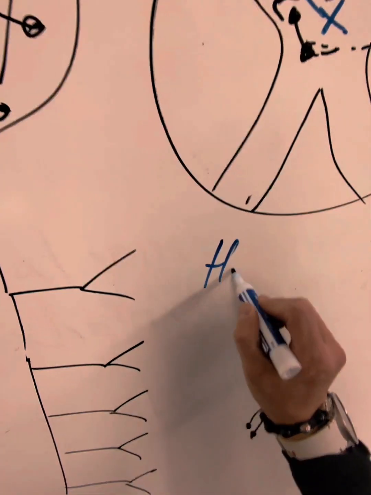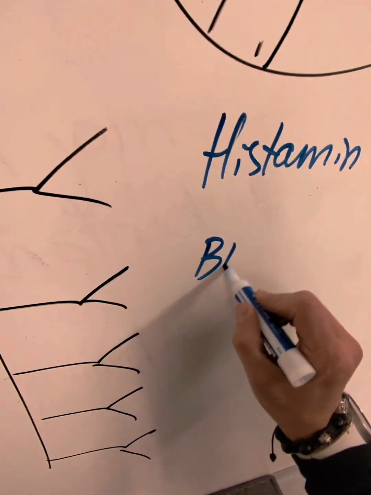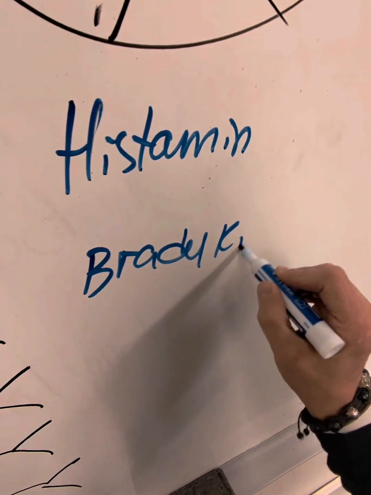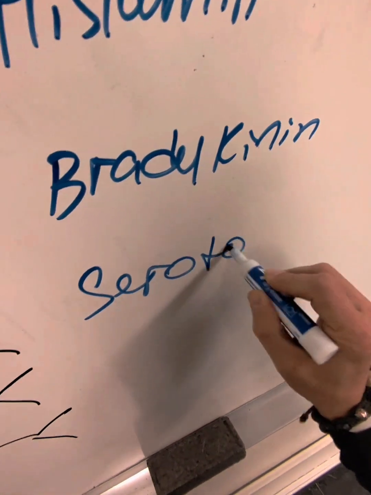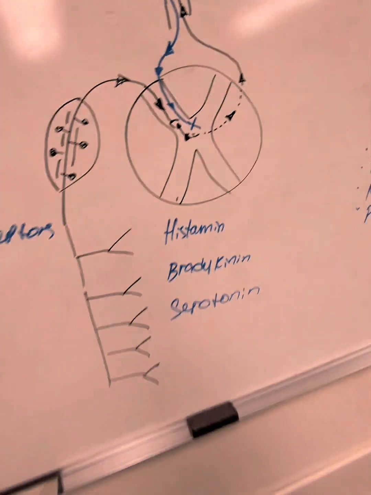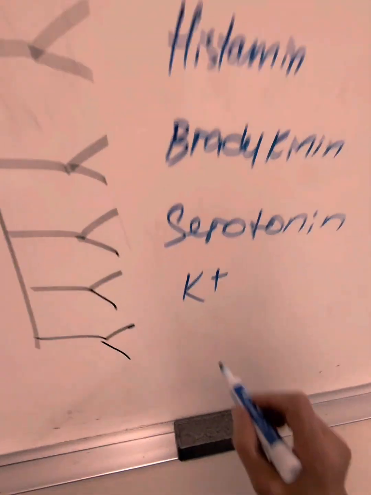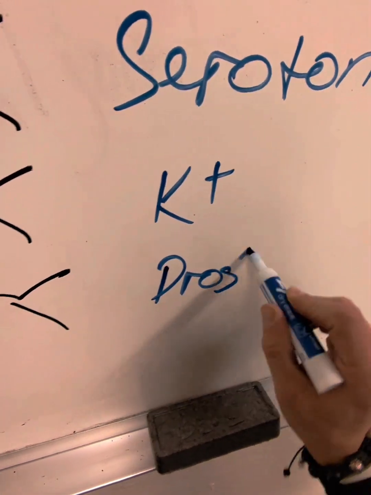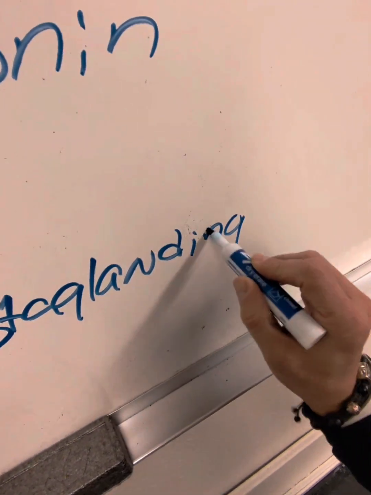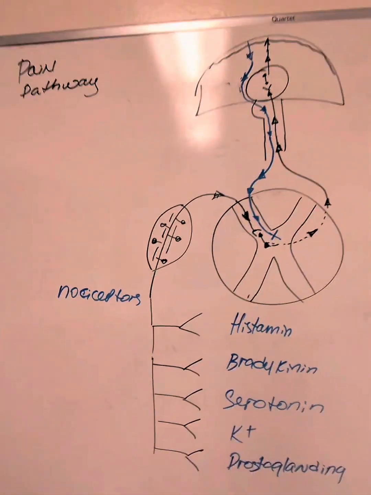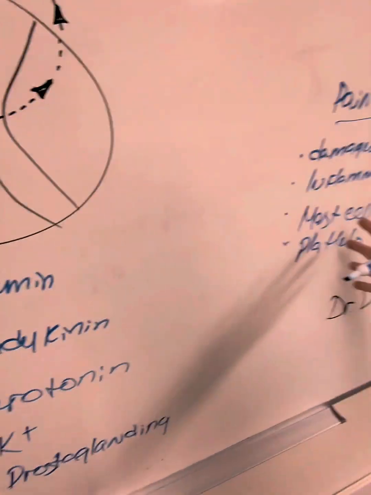So it could be histamine, bradykinin, by the way serotonin as well, potassium by itself, and prostaglandin. Prostaglandin is a huge mediator of the pro-inflammatory reaction. So it's basically due to a damaged system, right?